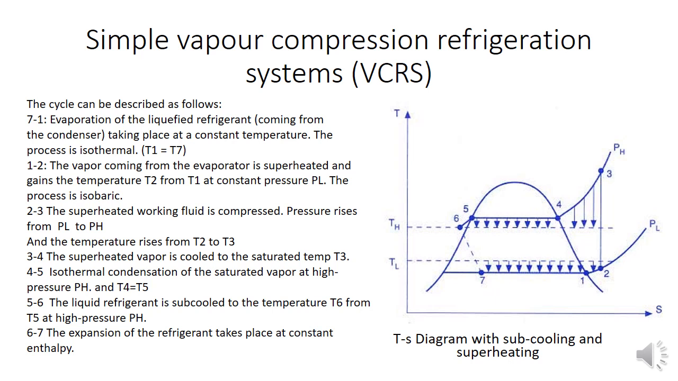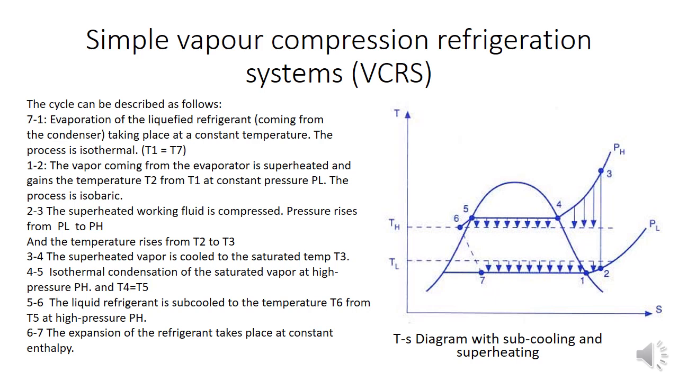Then from 3 to 4 the superheated vapor is cooled to the saturated vapor, or you can say it touches the saturation line. Similarly, the isothermal condensation of the saturated vapor also gives you the value of T4 to T5, because the temperature line is constant. So 4 to 5 and 1 to 7, or 7 to 1, is the constant temperature line.